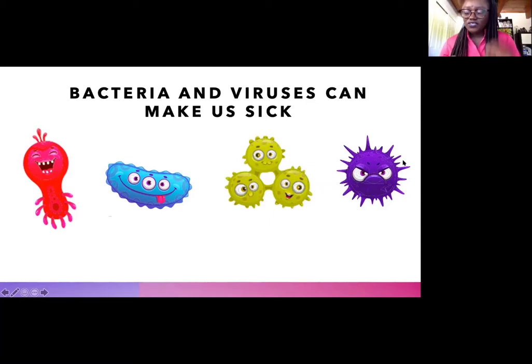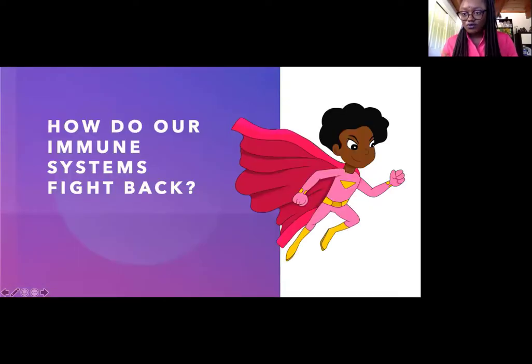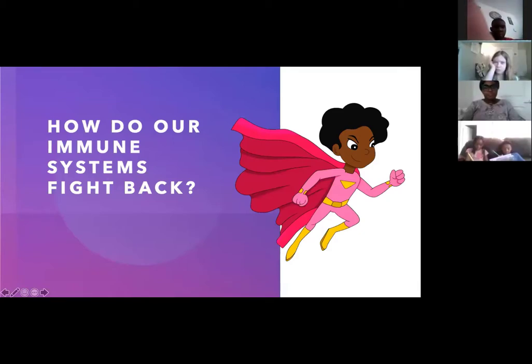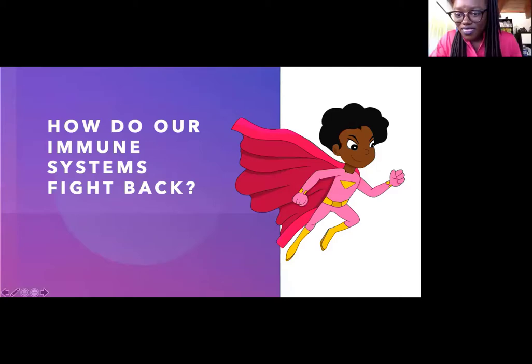So that's why our immune system exists, because your immune system comes up with so many ways of actually fighting these bacteria and viruses. So the question is, how does your immune system do this? Can anybody take a guess? How do you think your immune system will get rid of all these germs that make you sick? Yep, go for it.